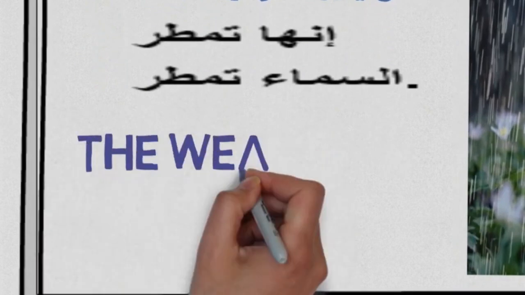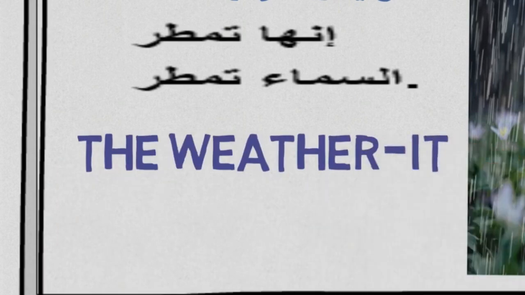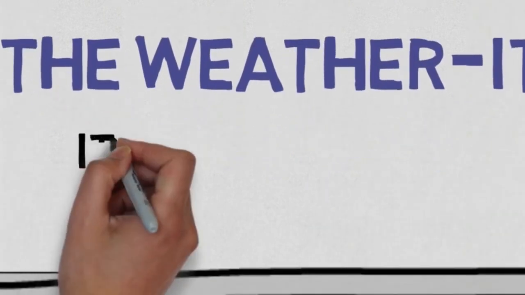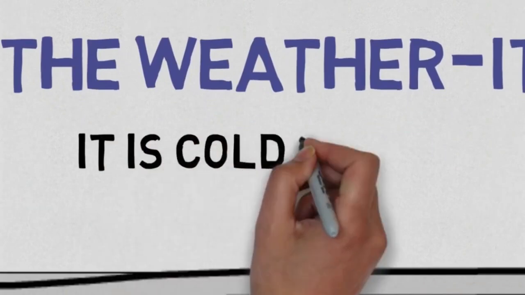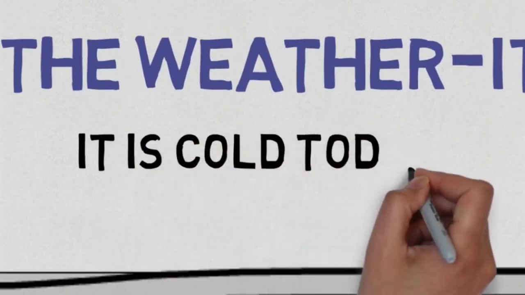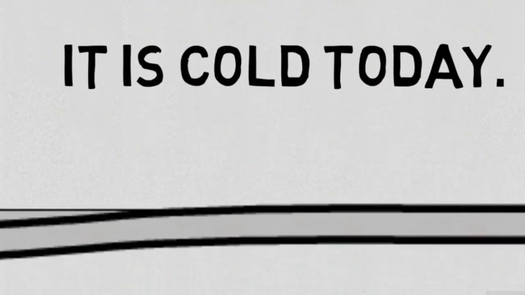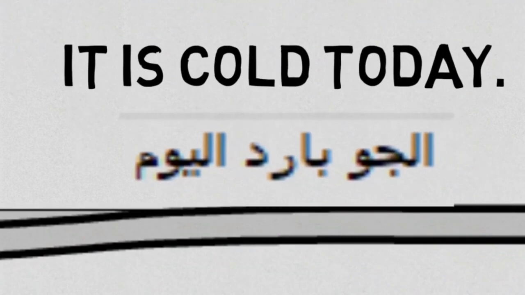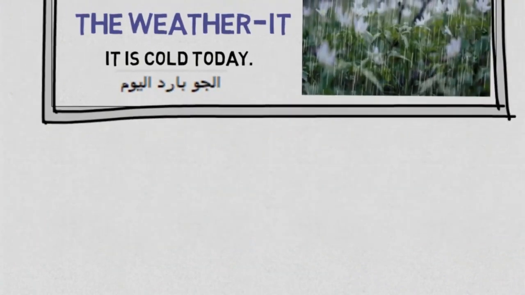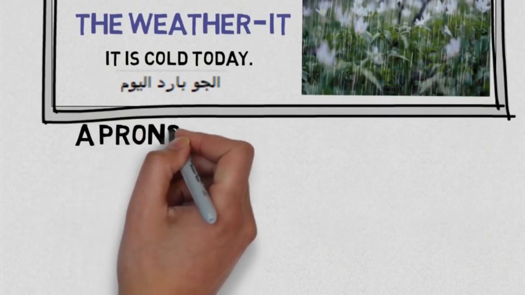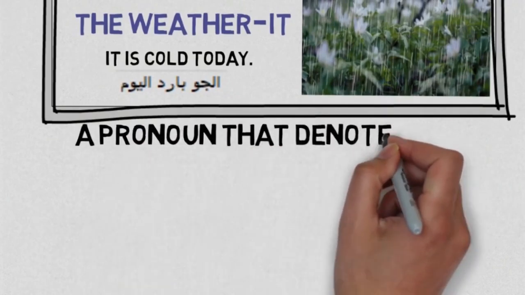Some call the pronoun it here the weather it. Therefore, we can use the same word when translating into Arabic as follows. It's cold today. Here, the pronoun it is called the weather it. So we can translate it into Arabic: الجو بارد اليوم. One more function of the pronoun it that doesn't take the same form in Arabic.